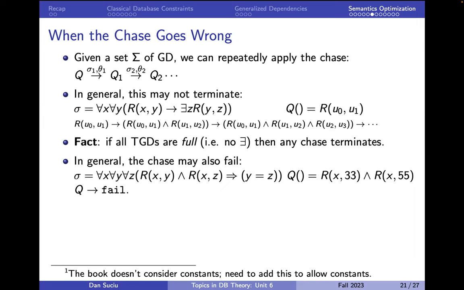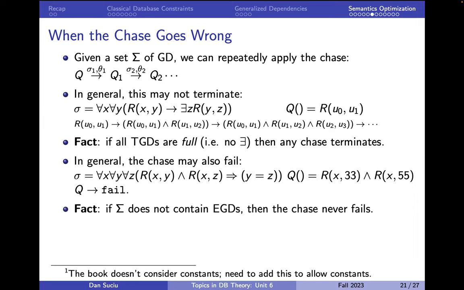Why do you call this fail? Well, if you try to apply the chase, you will attempt to equate 33 and 55. But the chase is succeeding in the sense that it's showing that Q is equal to something false, right? Because if I apply the chase, I get false. Okay, you want to call it false. That's an alternative way to say it. We always want to avoid failure, so instead of saying that it fails, we can say that we have inferred false. But it's the same thing. And I think in the literature, you'll find the term failed.